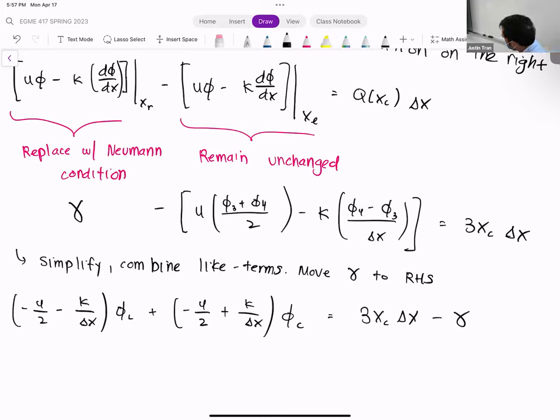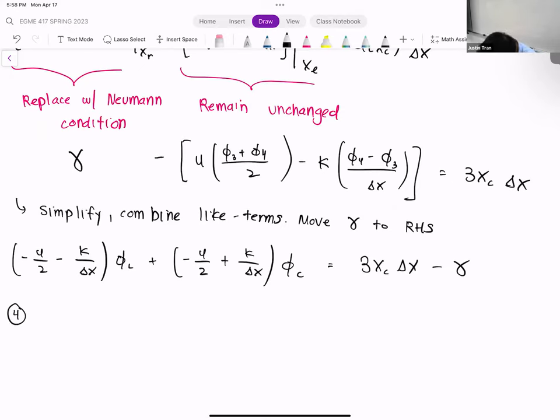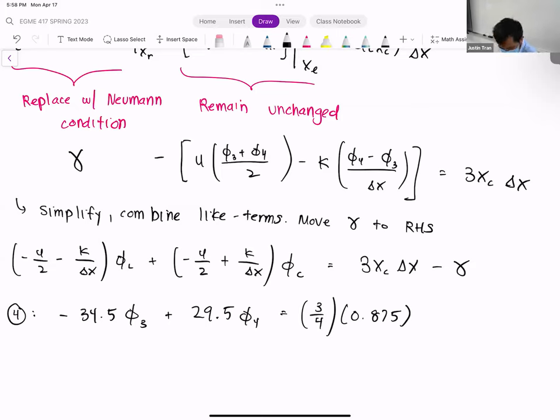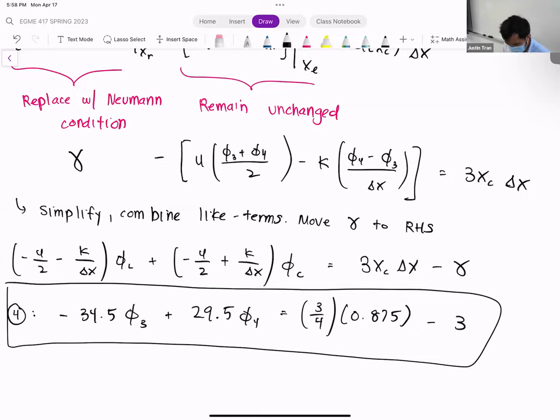Okay. So let's go ahead and plug in the numbers for this one. Plugging in the numbers, we'll officially apply this to cell four. And so we have minus 34.5 phi sub 3 plus 29.5 phi sub 4 is equal to 3/4. That 3/4 comes from 3 times delta x, because delta x is 0.25, and so that's the same thing as dividing by 4. X4 in this case is 0.875, minus the Neumann value, which is 3. Okay. Any questions on this?